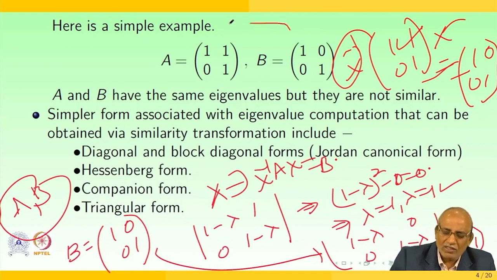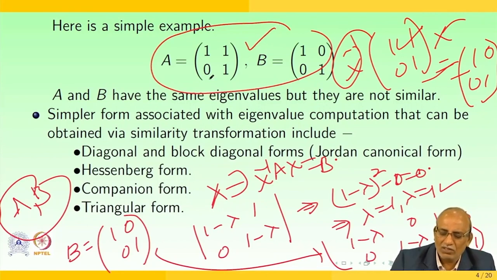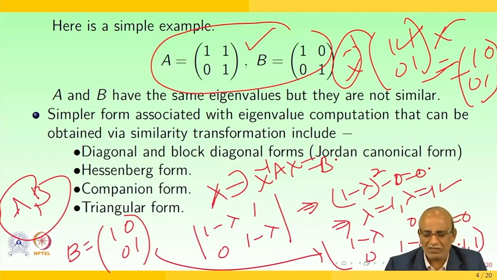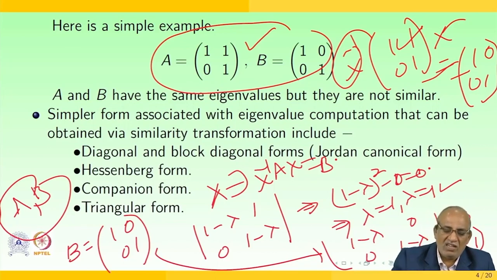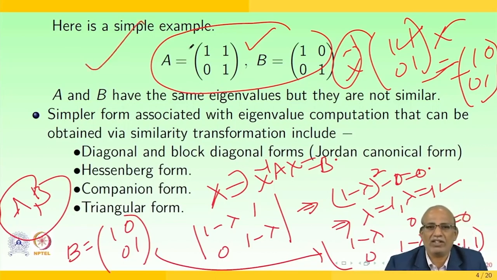So therefore, in the example 1 1 0 1 and 1 0 0 1, two similar matrices have the same eigenvalues, but it doesn't mean that two matrices with the same eigenvalues are necessarily similar. It is possible that in certain cases it may be a similar matrix, but in general it is not true. This is one counterexample.